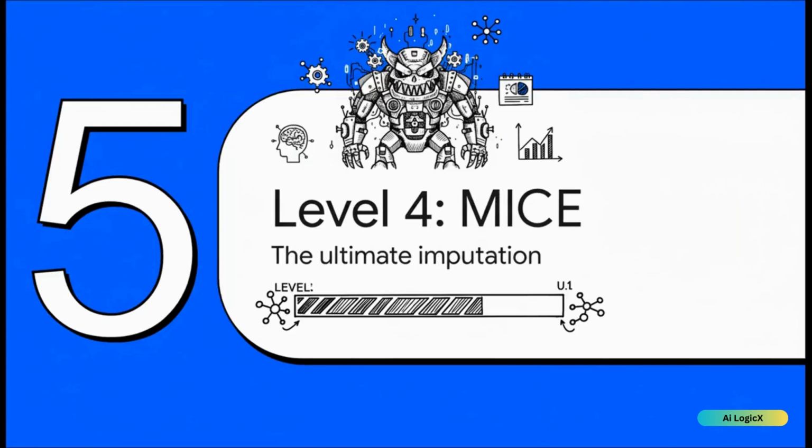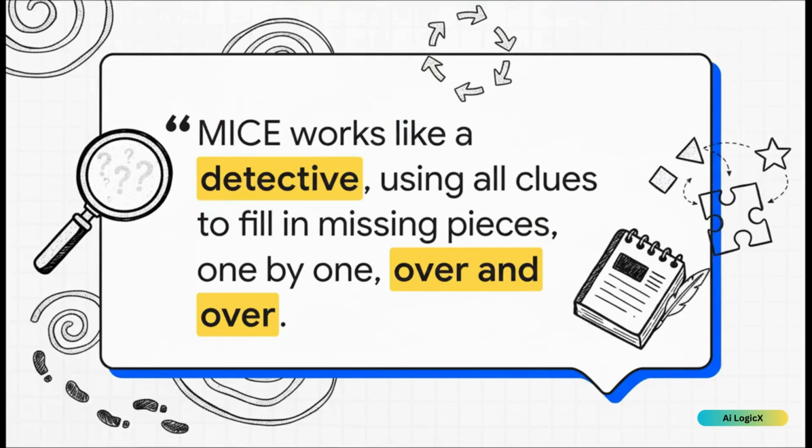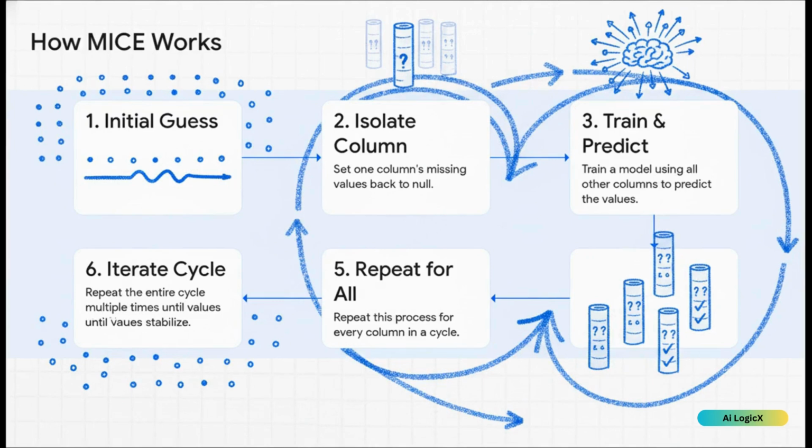And here we are. We've reached the final boss. This is an advanced technique that is so sophisticated, it basically turns your imputation task into its own full-blown machine learning problem. This is MICE. It stands for Multivariate Imputation by Chained Equations. Yeah, I know it's a mouthful. You'll also see it called Iterative Imputer. But the name isn't what's important. The idea is that it works like a detective, building a case, using every piece of evidence to inform the very next step. Okay, stay with me here, because this is a whole process.